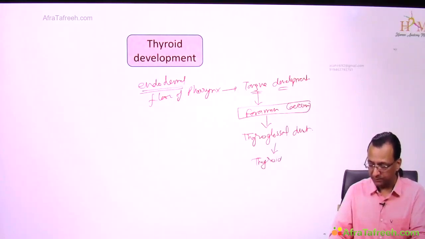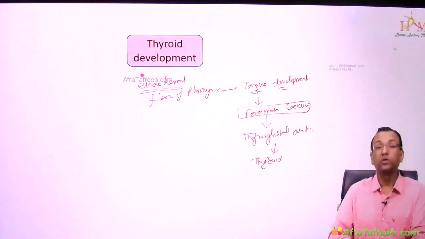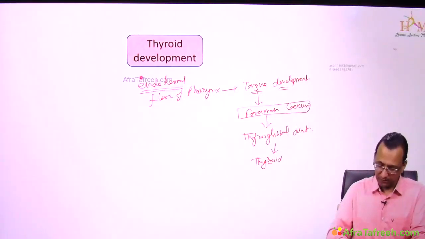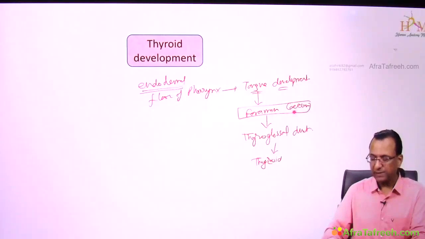What is happening? Tell again. To discuss thyroid development, you have to say it is coming from endoderm. Where? At the floor of the pharynx. What about the floor of the pharynx? The tongue is developing at the floor of the pharynx, and there is a foramen cecum on the tongue. There is some endoderm at the foramen cecum forming the thyroglossal duct, forming the thyroid gland.